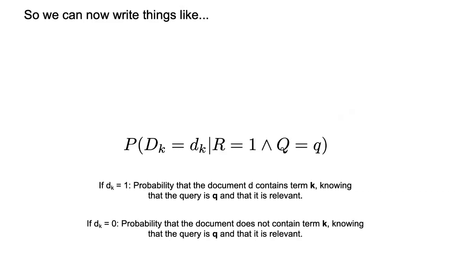So again, this formula can be understood in two ways. Either small dk is 1, and then I'm looking at the probability that the document contains term K, knowing that the query is Q and that it is relevant. And if dk is equal to 0, so if, for example, what word is not in there? Algebra. So d algebra here is 0. So if d algebra is 0, so k is algebra, then the probability that the document does not contain term algebra, knowing that the query is Q and that it is relevant, right? All I'm saying here is that this formula makes sense. It's well defined, and it gives you a real value between 0 and 1.